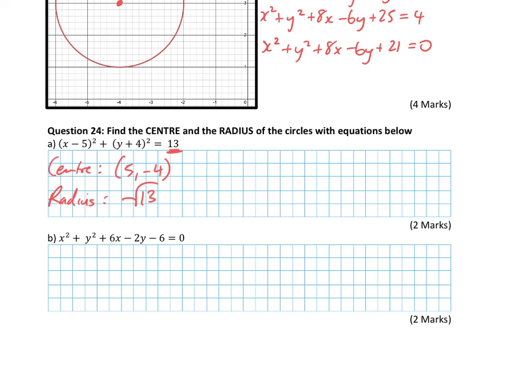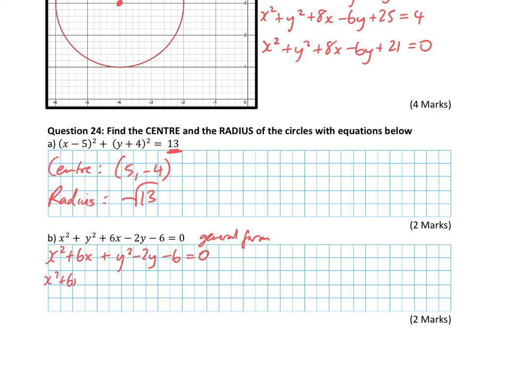Find the center and radius. Okay, this is the reason why I did this. At this point, this is in general form. I need to get it into center radius form. So, group the x terms together. Group the y terms together. Leave the constant there. Put the constant on the right-hand side.